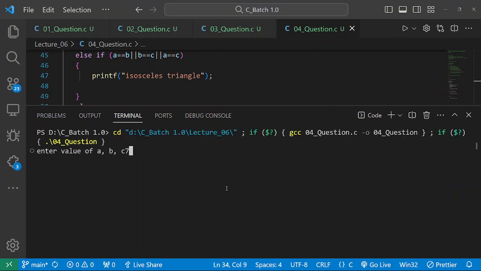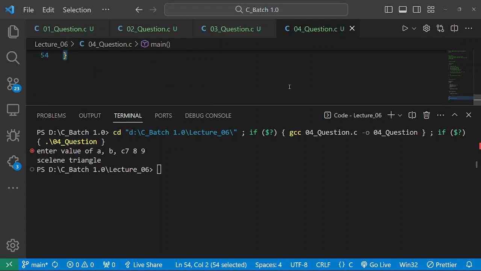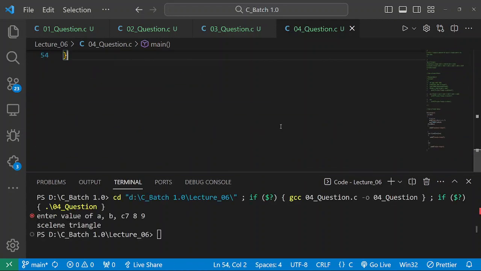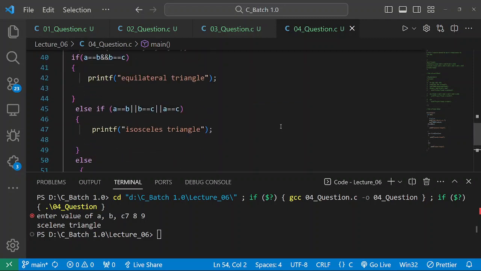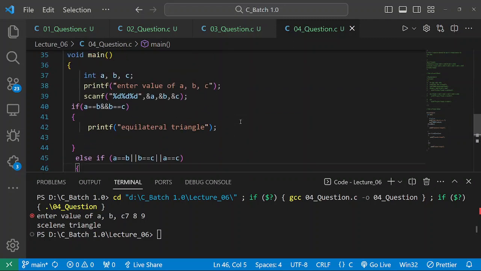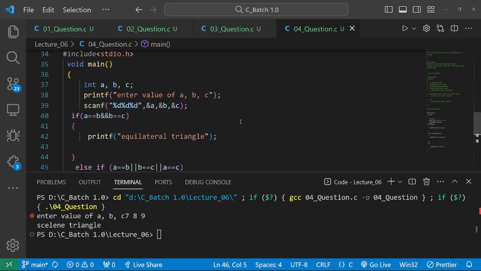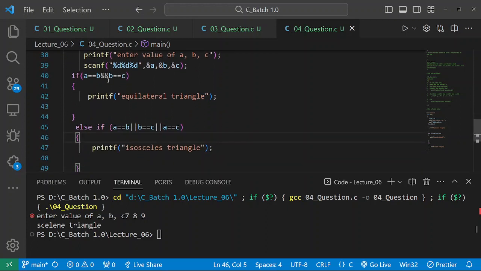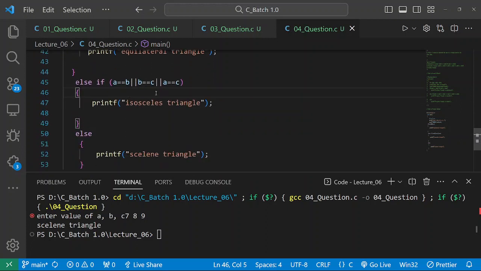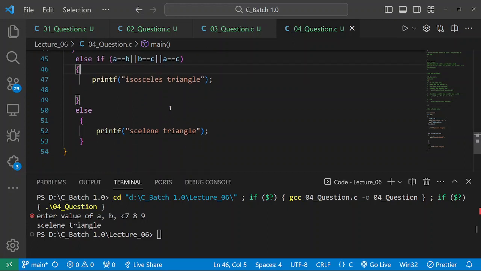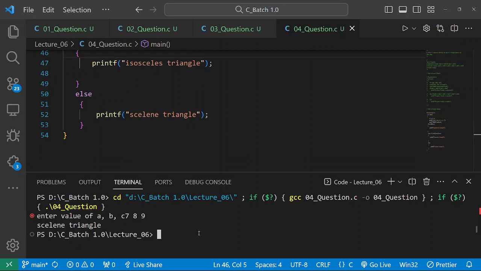Enter values A, B, C: 7, 8, 9. Scalene triangle. Oh, why is it giving scalene triangle? Any mistake? What is the mistake? Equilateral triangle, A equal to B equal to C. Okay, it's giving the correct answer. Scalene triangle, okay, no worries.